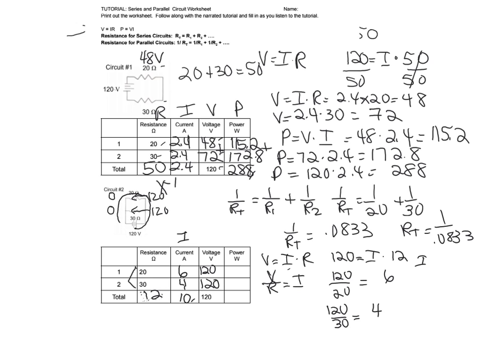You will notice that these add up to 10, so you have a check to see that you've done it correctly. Power is going to be calculated by the equation V times I equals P. So 120 times 6 is going to be 720. 120 times 4 is going to be 480. 120 times 10 is going to be 1200. These add up to give you the 1200 as a check that you've done it correctly.